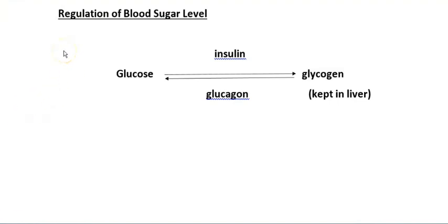Now we look at the regulation of blood sugar level. If the glucose level in the blood increases, the pancreas will release insulin hormone to convert the glucose to glycogen. Glycogen will be kept in the liver. If the glucose level in the blood is less, the pancreas will secrete glucagon hormone to change the glycogen back to glucose. Okay, this is what happens for the blood glucose, blood sugar level. Two hormones involved, insulin and glucagon, released by the pancreas.